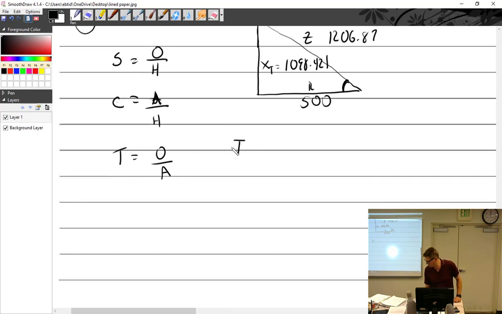So the tangent, arctangent, really. It's arctangent, or it's actually tan minus 1. So the angle theta equals the opposite over the adjacent. So we're right here. What is the opposite side? The opposite side is that one right there. So it is 1098.421 divided by the adjacent, which is 500. Wow.